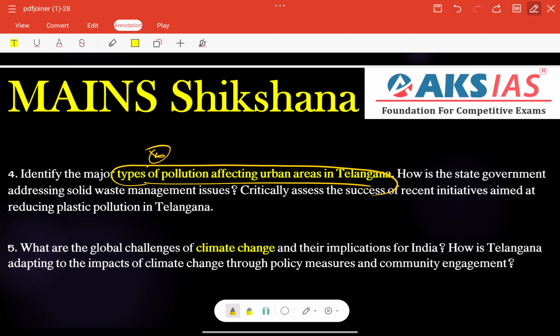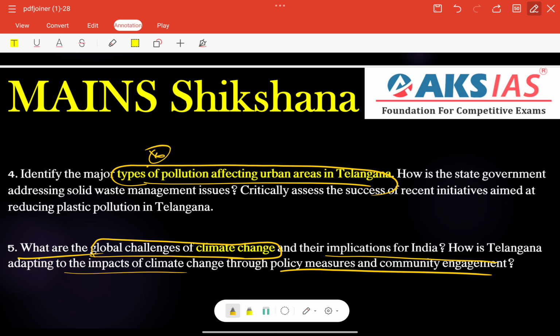Next, fifth question: what are the global challenges of climate change and their implications for India? How is Telangana adapting to the impacts of climate change through policy measures and community engagement? So for global challenges of climate change, we need to provide some important challenges first, right? Next, their implications for India. Implications are also very much important, negative factors, right?